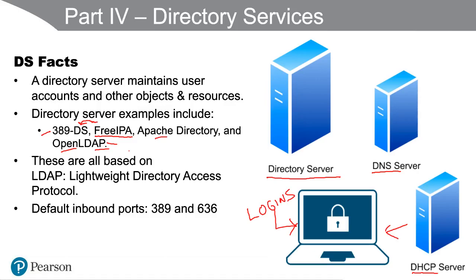Now, all of these directory servers are based on the LDAP protocol, Lightweight Directory Access Protocol, or LDAP. And by default, a directory server such as this will use inbound ports 389 and, for more security, 636. So those are the ports we utilize here, the inbound ports for the directory server. So that server has to have those open on the firewall, as well as some other ports for Kerberos and so on. So that's just a basic example of directory services.